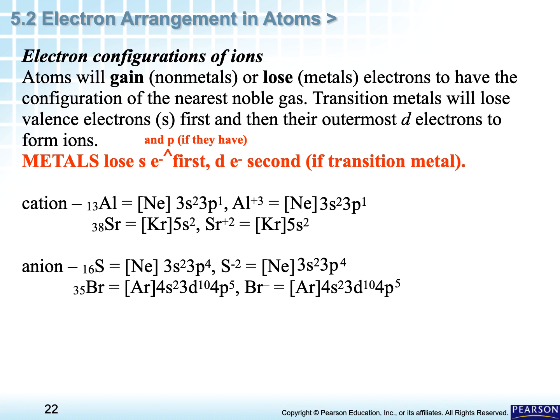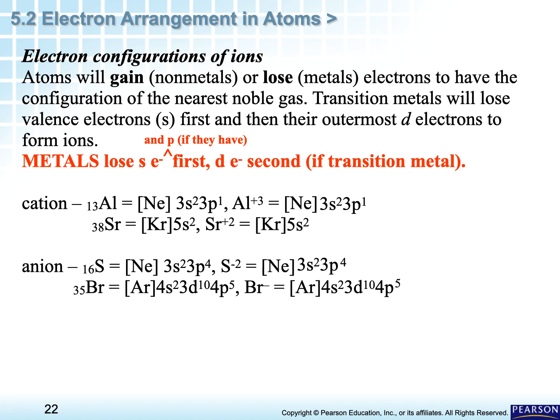When you're doing electron configuration of ions, you have to remember this. Atoms will gain or lose electrons to have the electron configuration of the nearest noble gas. The nonmetals gain and the metals will lose. Transition metals will lose their valence electrons. Valence electrons are the outermost electrons, the s and p electrons. So a valence electron in a transition metal is only the s electrons, because the transition metals are in the d sublevel. They don't have p electrons.